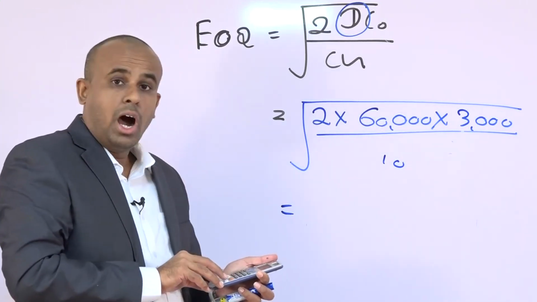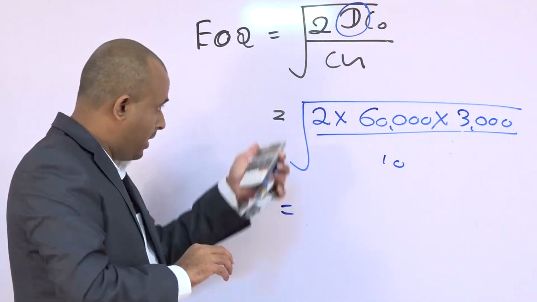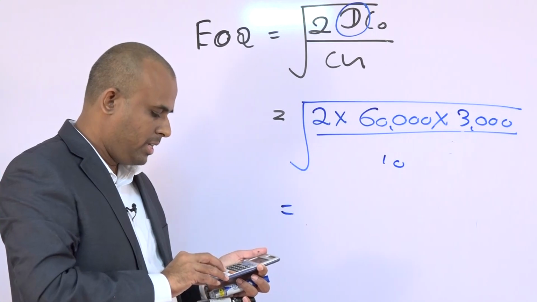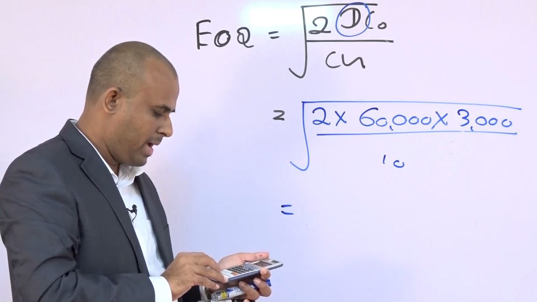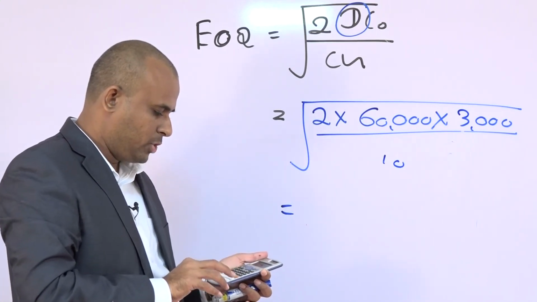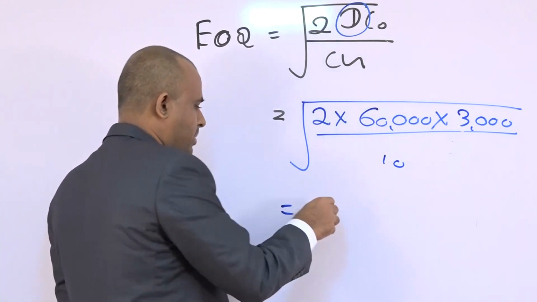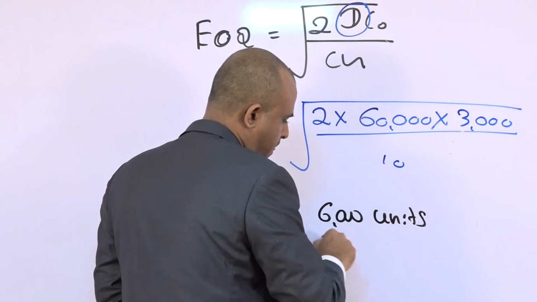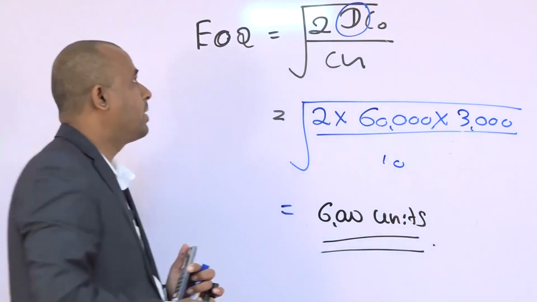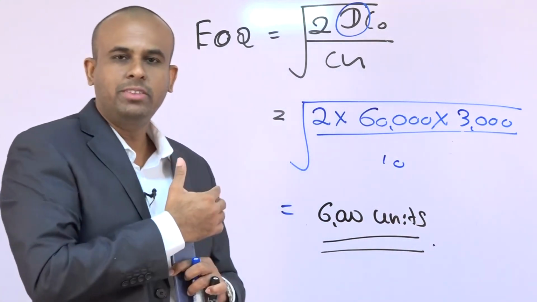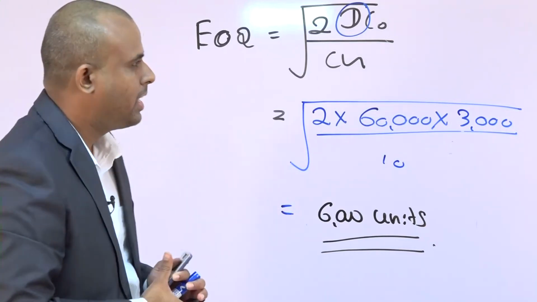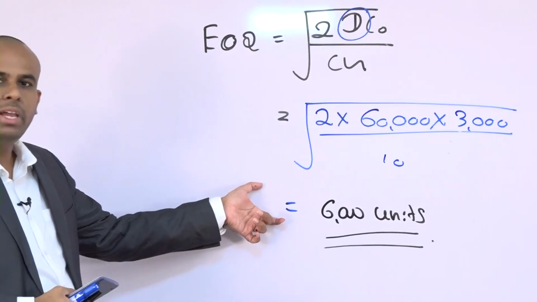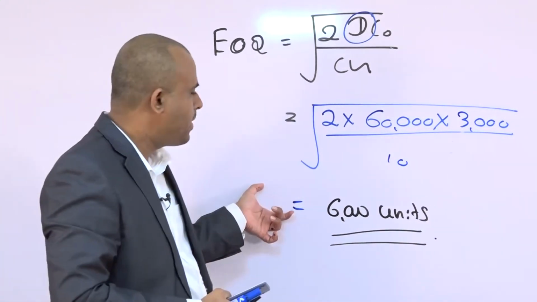Okay, how to calculate the economic order quantity? 2 into 60,000 into 3,000 divided by 10, right? And the square root of this, how many units? 6,000 units. Economic order quantity is how many units, Sudha? 6,000 units.